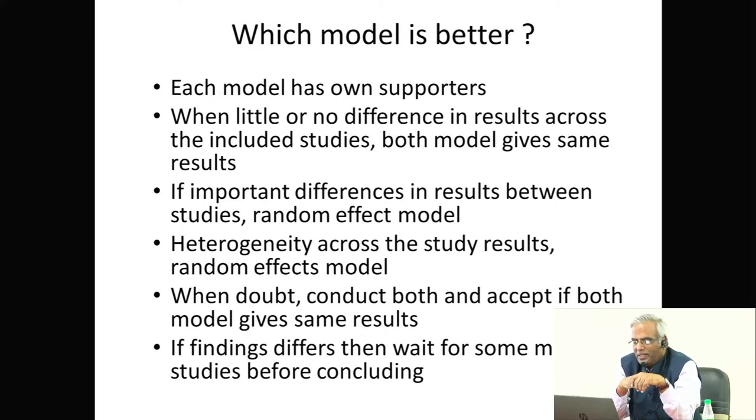So, certainly everybody will agree that when there is heterogeneity across the study results, use random effects model. But when you are in doubt whether to use this one or that one, at least Cochrane reviewer or Cochrane handbook says, use both fixed effects as well as random effects. If both give the same result, then you are confident in announcing that, yes, the findings are robust. If they give you different results, then it is better to wait for some more studies before you announce that, yes, we have got something definitive.